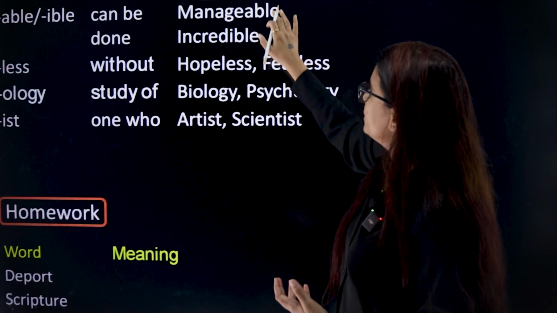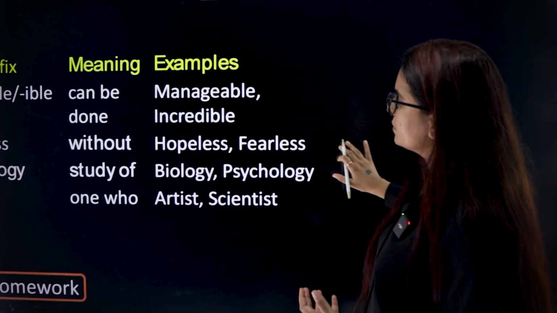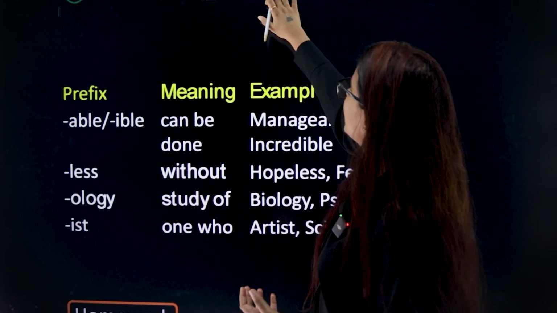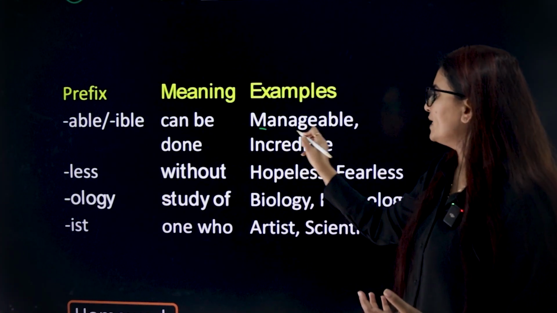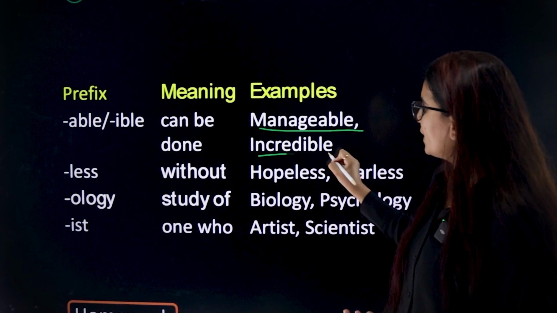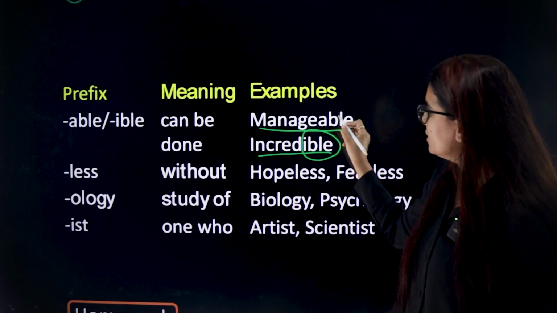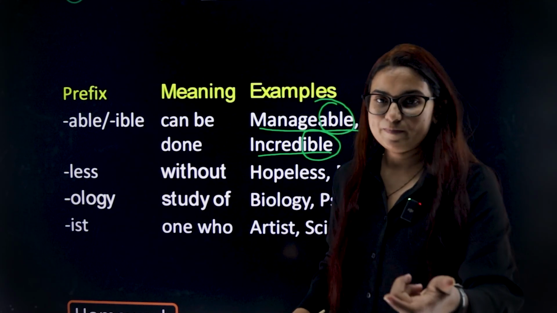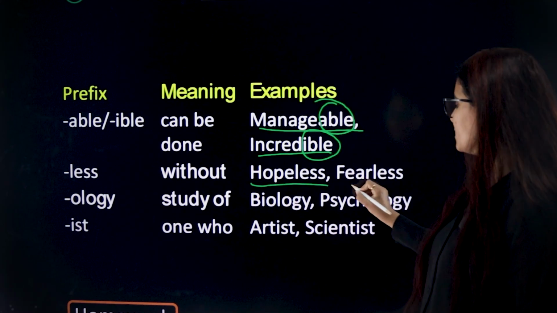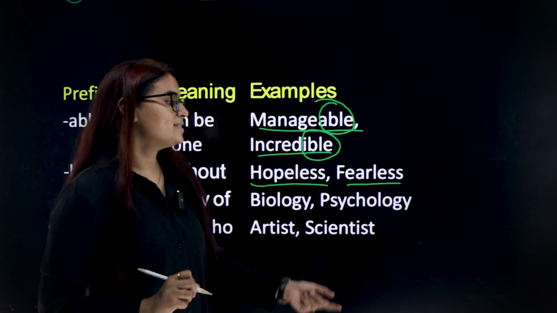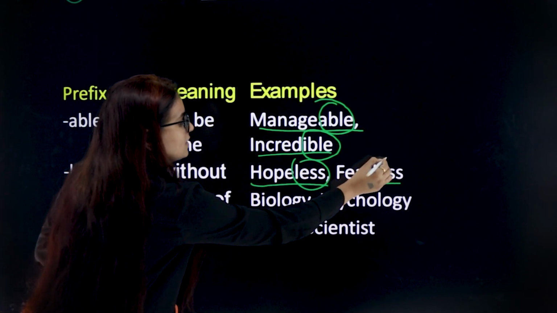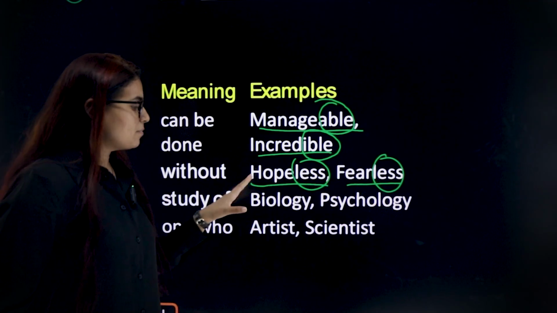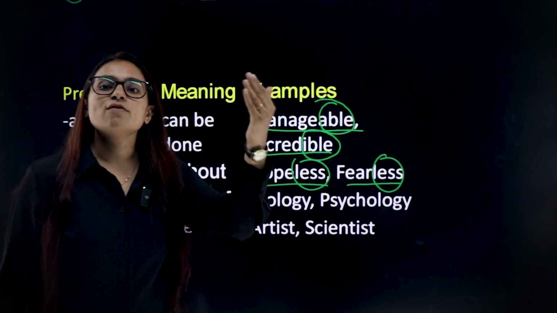Few examples are on your screen. There you go. We have able, we have manageable, then we have incredible. I-B-L-E, A-B-L-E. Both of them are related to something that can be done. Then we have hopeless, fearless. Less, less. Somebody who is fearless does not have fear. Somebody who is hopeless does not have hope.